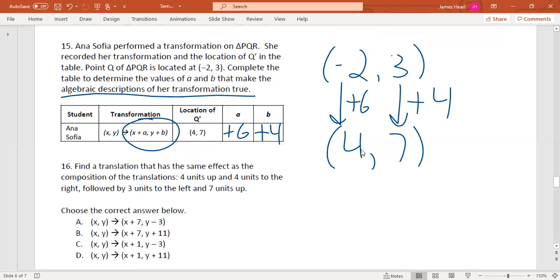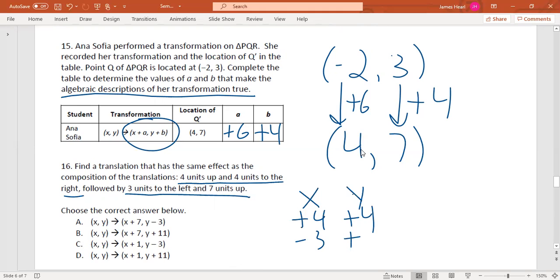And then for 16, you're given the following: two transformations if we compose them together, but what would it become as a single one? Easiest way to do that is actually just physically combine them. We're going in the first one, 4 units up and 4 units right. So for the x's, that's going plus 4 since we're going to the right. And for the y's, that's also going plus 4 since we're going up. Then we're going to go 3 left and 7 up. 3 left would be subtracting 3, and 7 up would be adding 7.